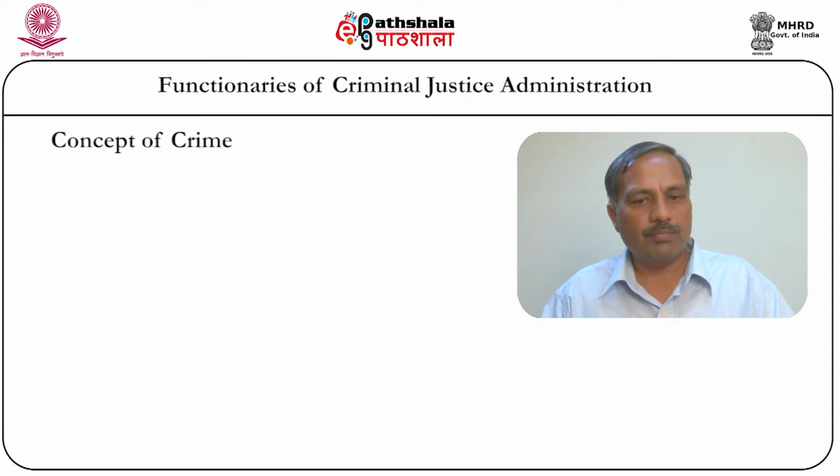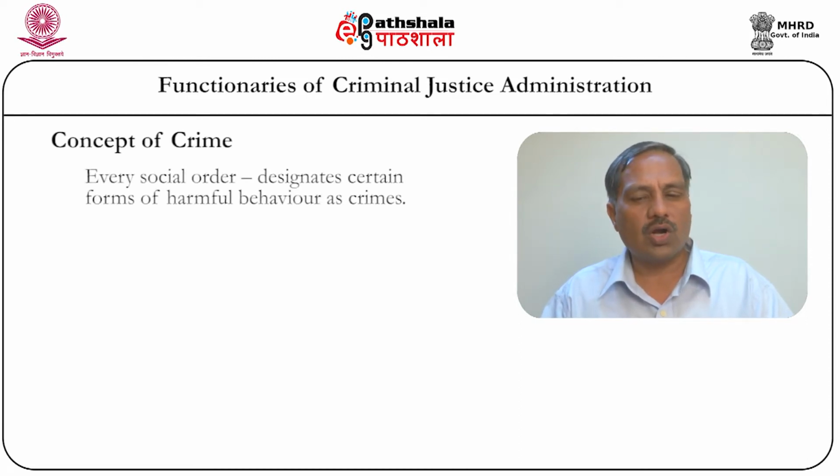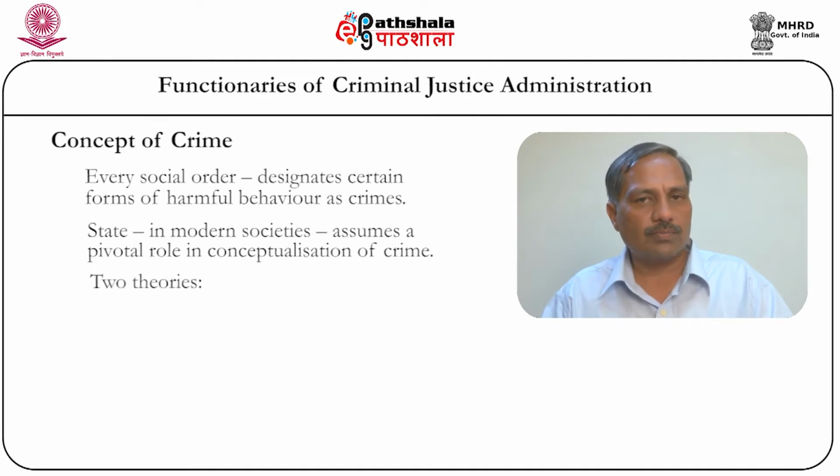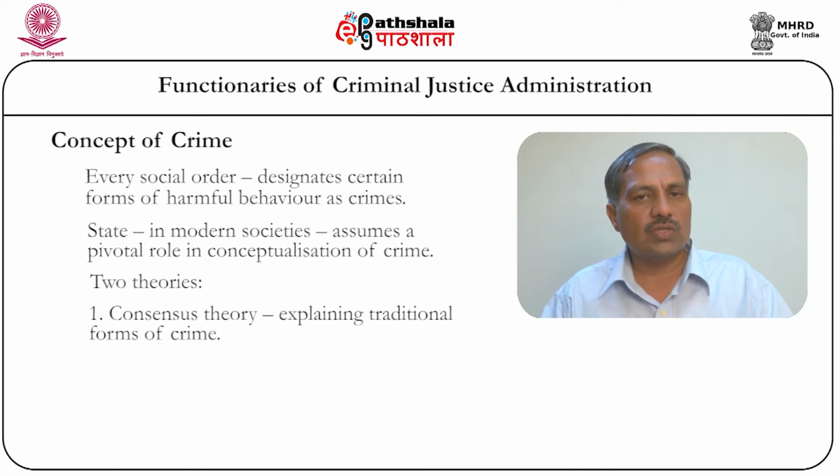If we start with the concept of crime, we must understand that every social order designates certain forms of harmful behavior as crimes. Now, this particular definition is generally given by a state in modern societies, because the state assumes a pivotal role in the conceptualization of a crime. If you go in search of theories in terms of this conceptualization, there are essentially two theories that stand out. The first one is the consensus theory, which refers to a certain level of consensus among the population, which is reflected in the decision of a sovereign to make an act a crime.